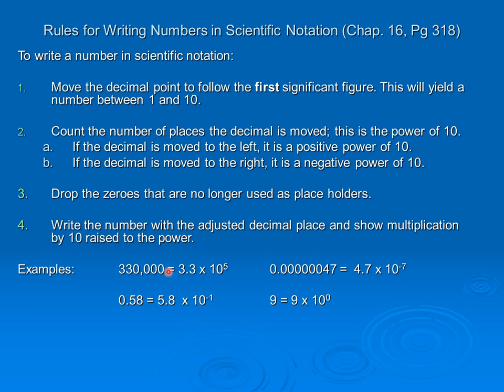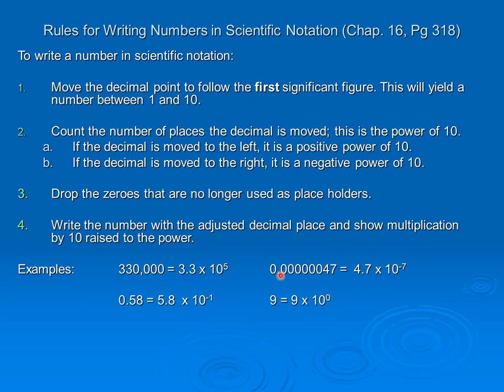Now let's count. The decimal point was here at the beginning. How many positions did we move? 1, 2, 3, 4, 5. So you move the decimal place 5 positions to the left. That means we have to multiply it by 10 to the power 5. Now remember, if you move to the left, the power will be positive. In some cases you might have to move to the right.